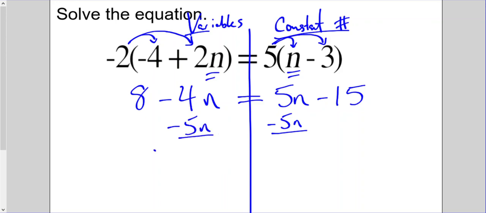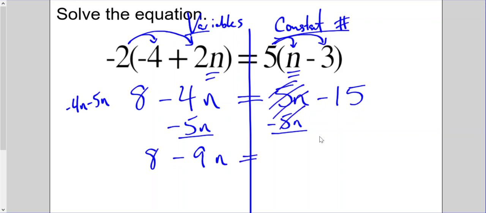That gives me 8 still. -4n minus 5n is -9n. This canceled out, and it leaves me with just that -15. That sign is still attached to the number. It's a -15.